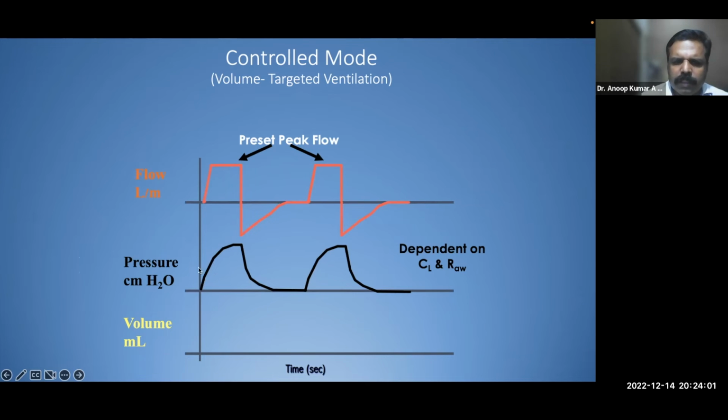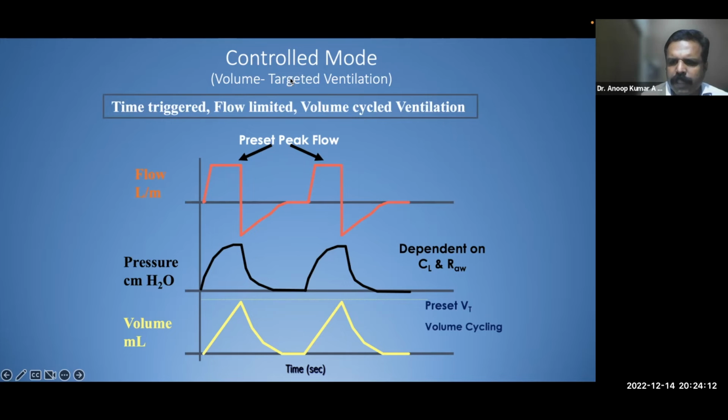The pressure, you can see, is always positive, and there is no trigger happening here. Depending on the compliance and airway resistance, the pressure will vary depending on the set tidal volume, because it's a volume control ventilation. Suppose you are keeping a 400 tidal volume, the machine will give a 400 tidal volume, but the pressures will vary depending on the compliance.